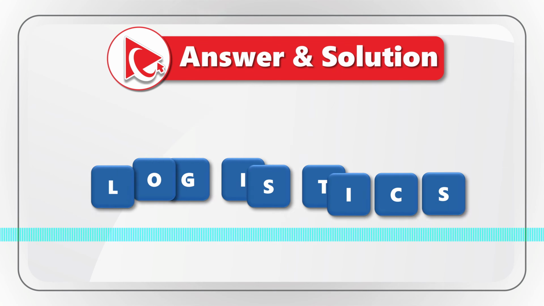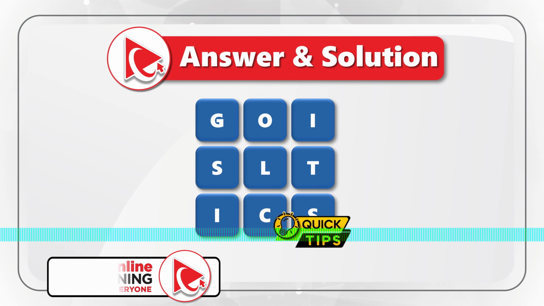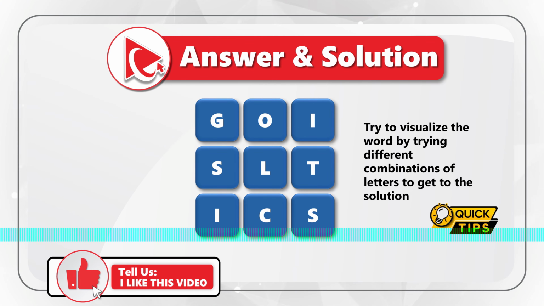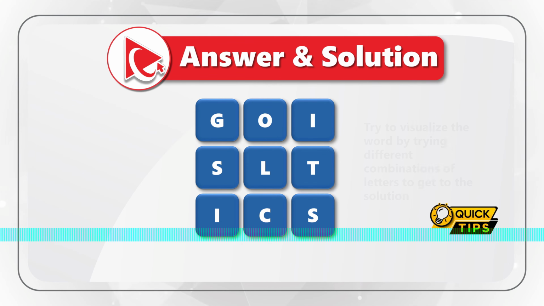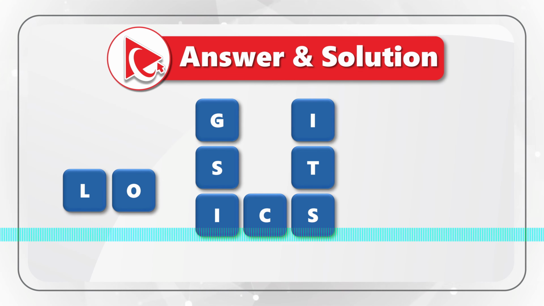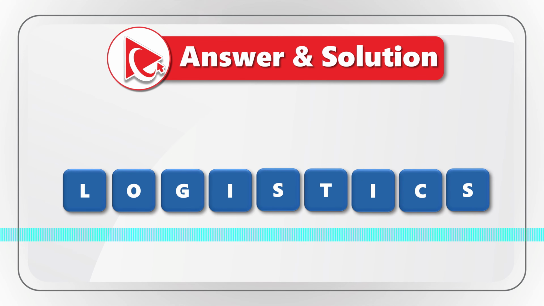The answer is logistics. The word is spelled L-O-G-I-S-T-I-C-S. To get better at solving these types of challenges, try to visualize the word and try different combinations. For example, if you look at the original 9 letters, you will see that if we start from the middle, you can start building the word LOG, and then you build the remainder of the word to get to the correct answer. Do you have any other tips, tricks, or techniques that can help you solve these types of challenges?